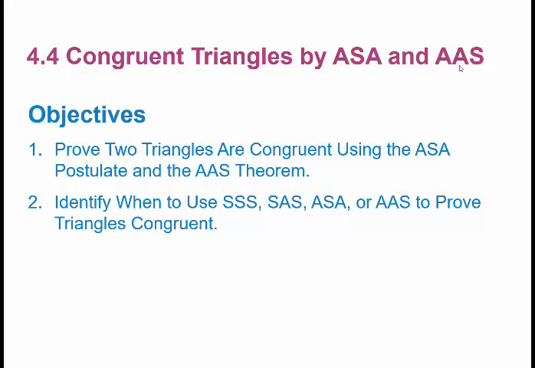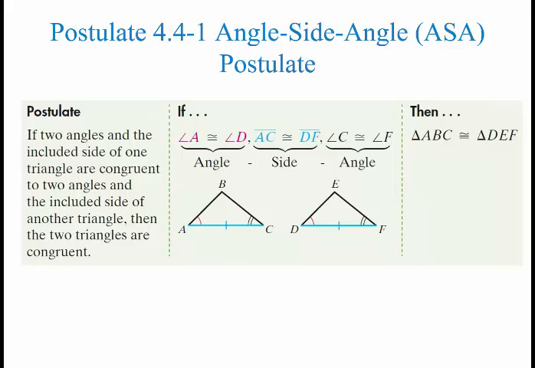And these methods are going to be a lot like the side, side, side, and side, angle, side from the previous section. So the last thing we're going to do, our second objective, is identify when to use the side, side, side, side, angle, side, or angle, angle, side to prove triangles are congruent. All right, let's start with the angle, side, angle postulate.